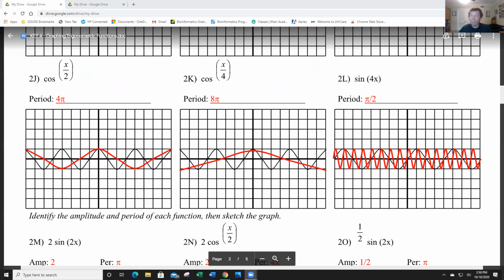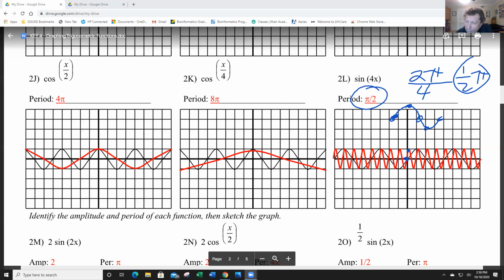All right. The last one there, that one's a little tricky because of how I did it. The last one there is a pretty severe compression, okay? So this is 2 pi divided by 4, which is a half pi. Wow. Okay, that is really tiny. So this thing is going to repeat quite often, okay? And again, sine goes like this, midline, max, midline, minimum. I'm sorry, minimum, midline. There we go.